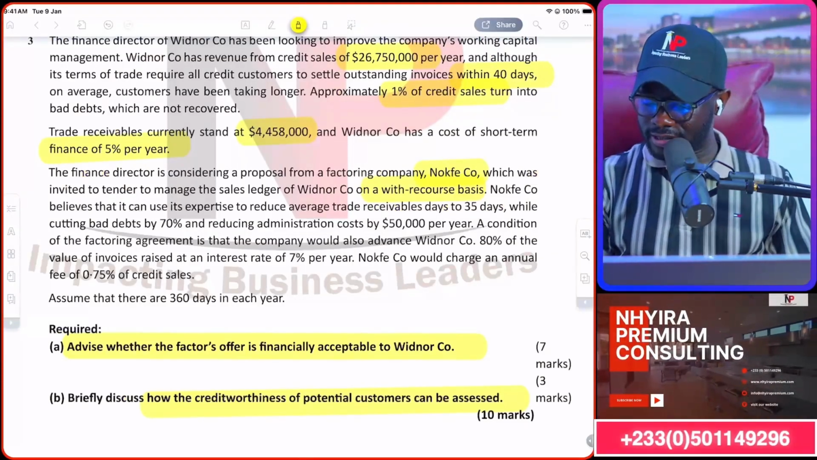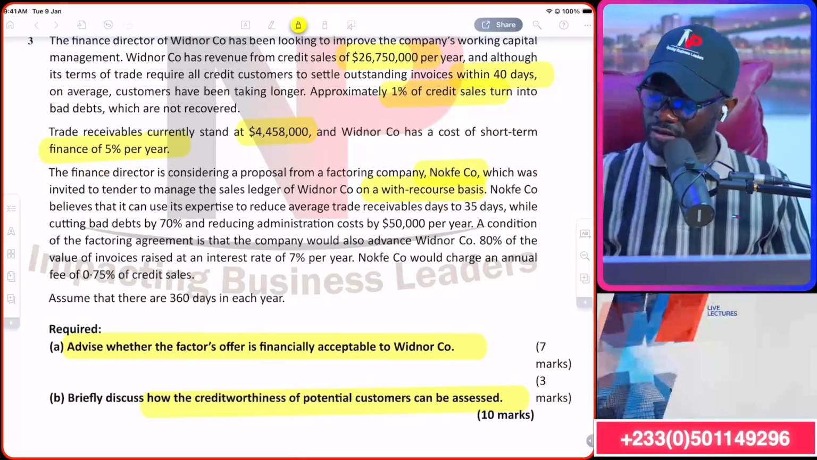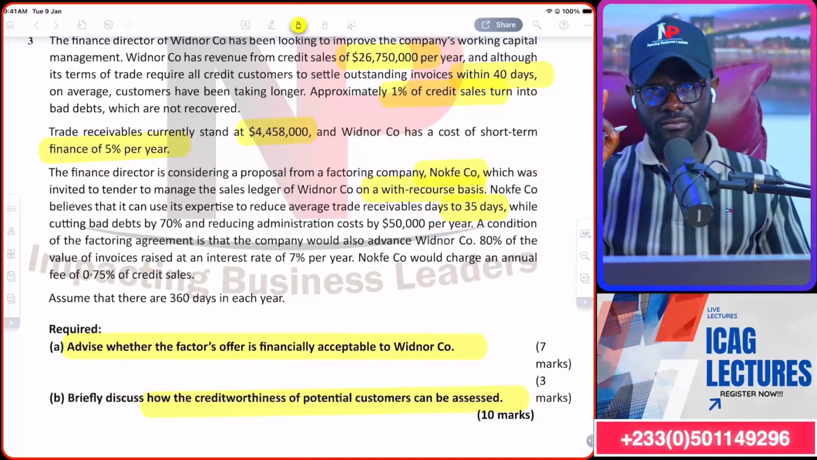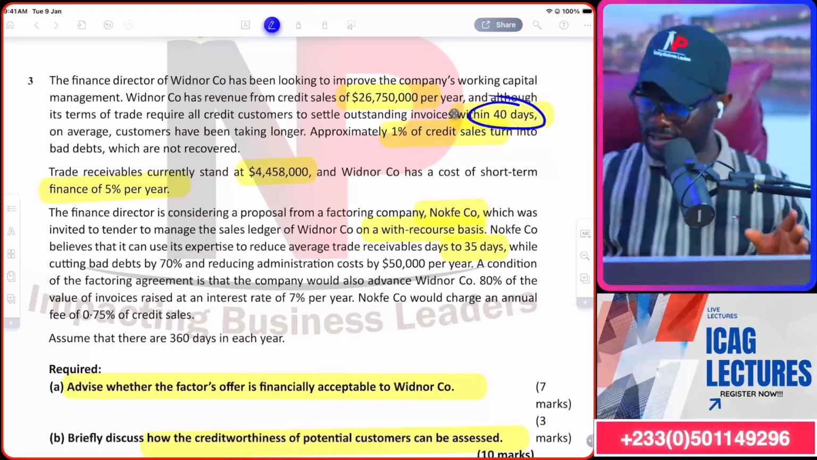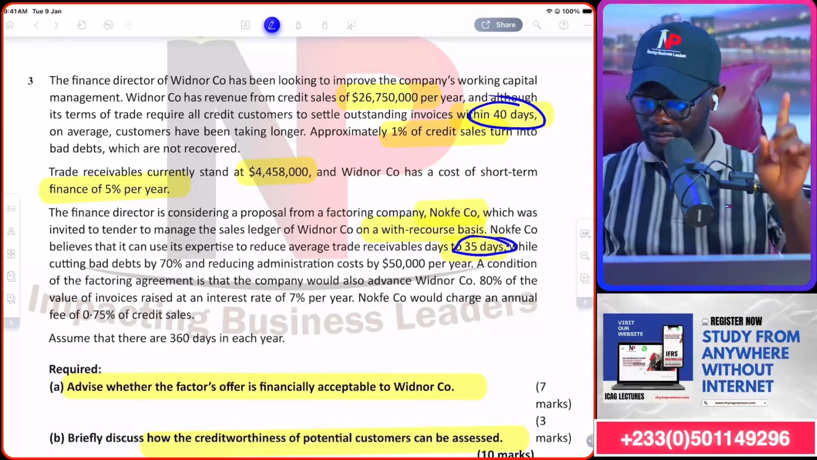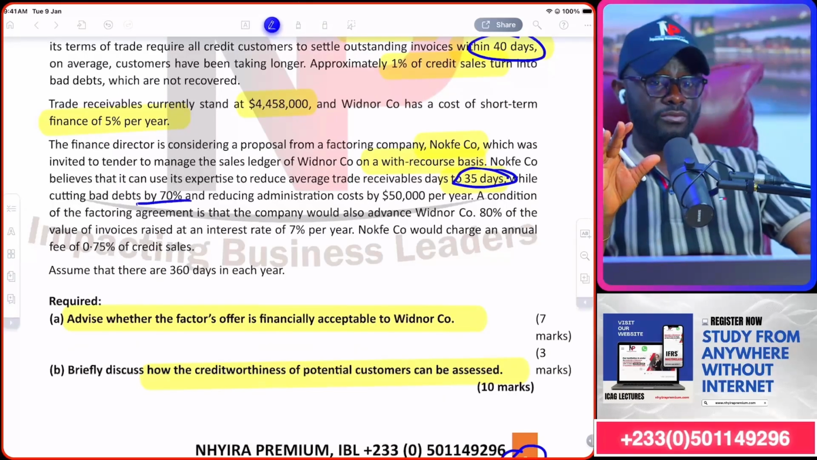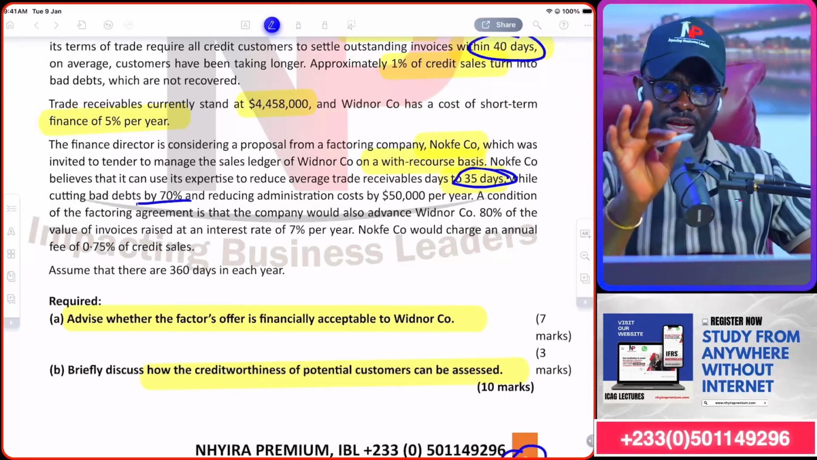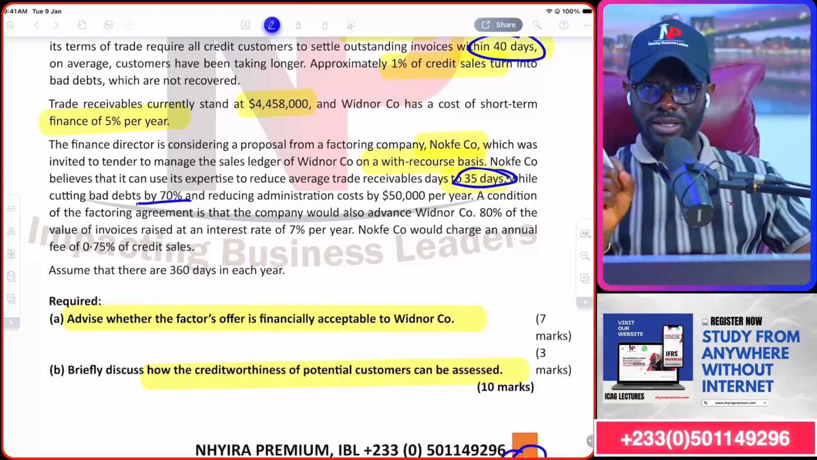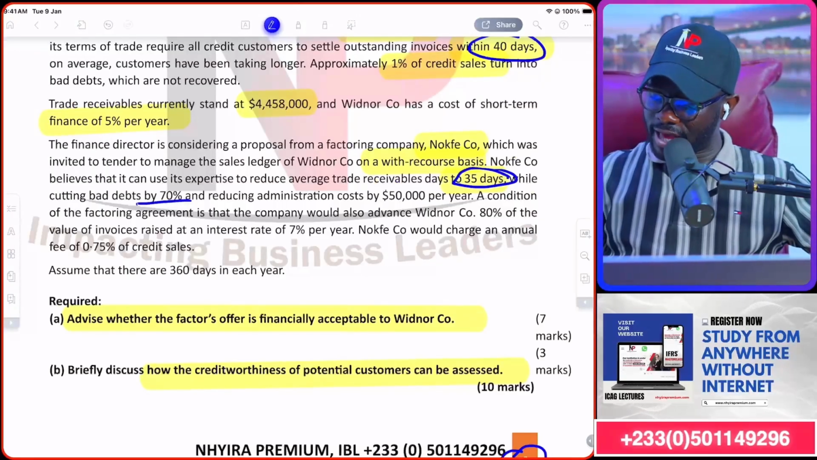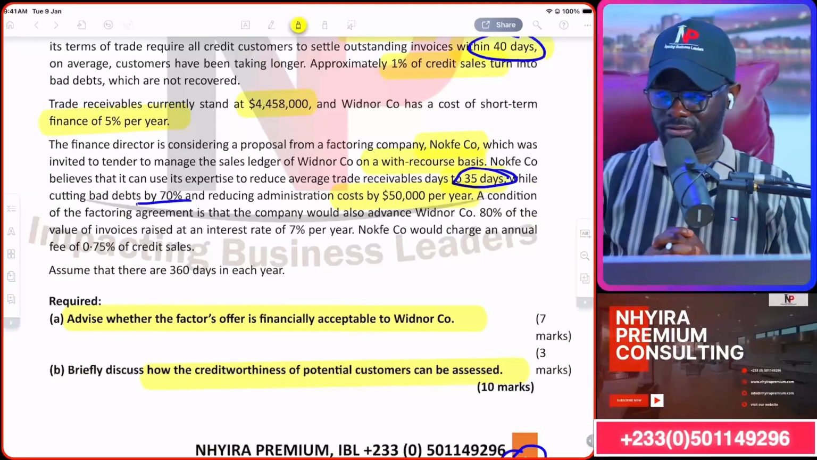Nhyira Co. believes that it can use its expertise to reduce the average receivable days to 35 days. Okay, because currently we are doing 40 days. But the factor agent is saying that they will do same in 35 days, while cutting bad debt by 70%. So currently we are doing 1% of the receivables going as bad debt. But they say they will cut that by 70%. We'll come back. Reducing the administrative cost by $50,000 per year. This is a cost savings for us.